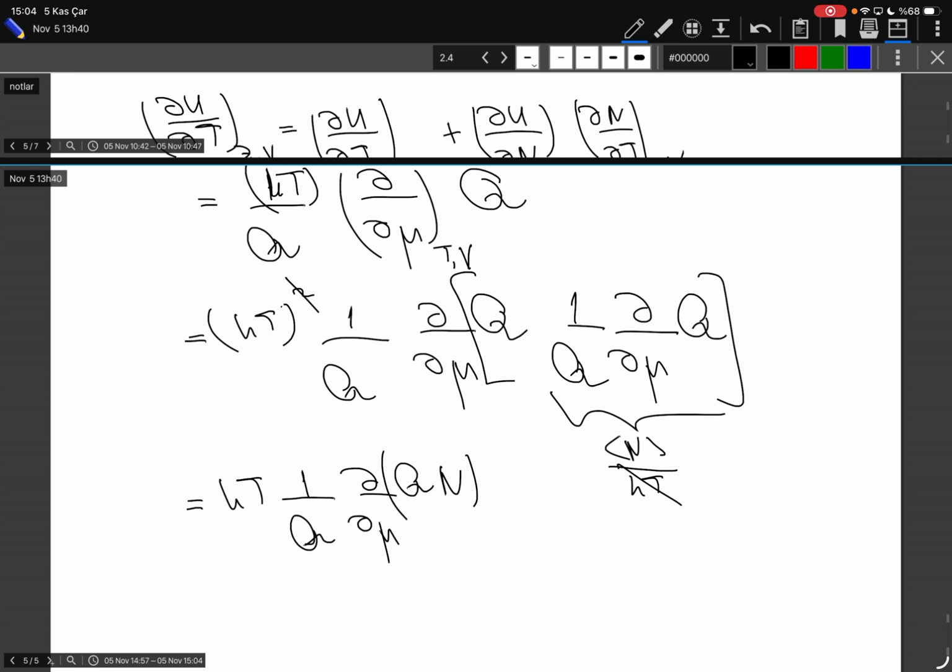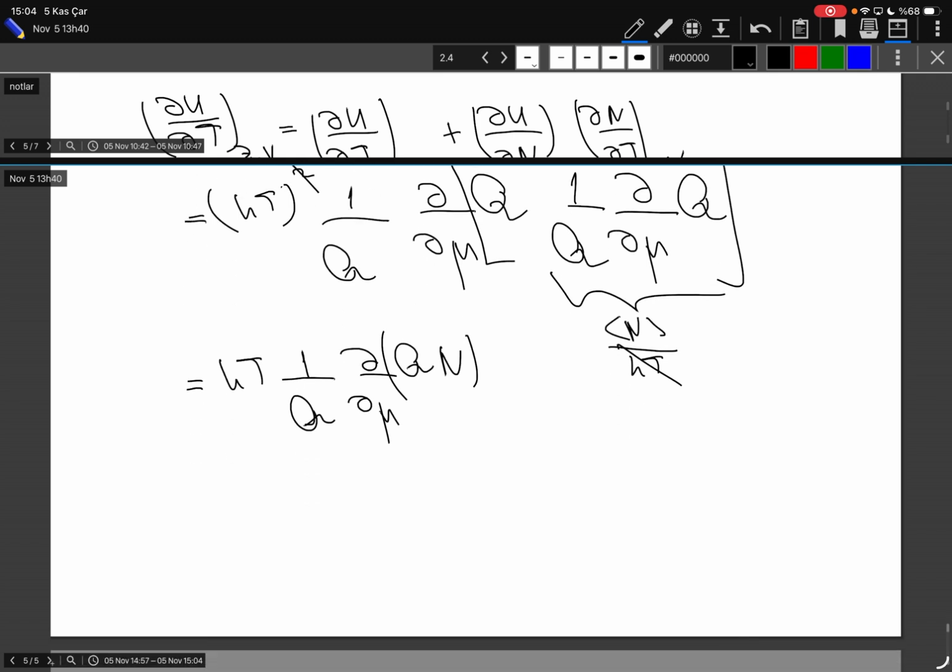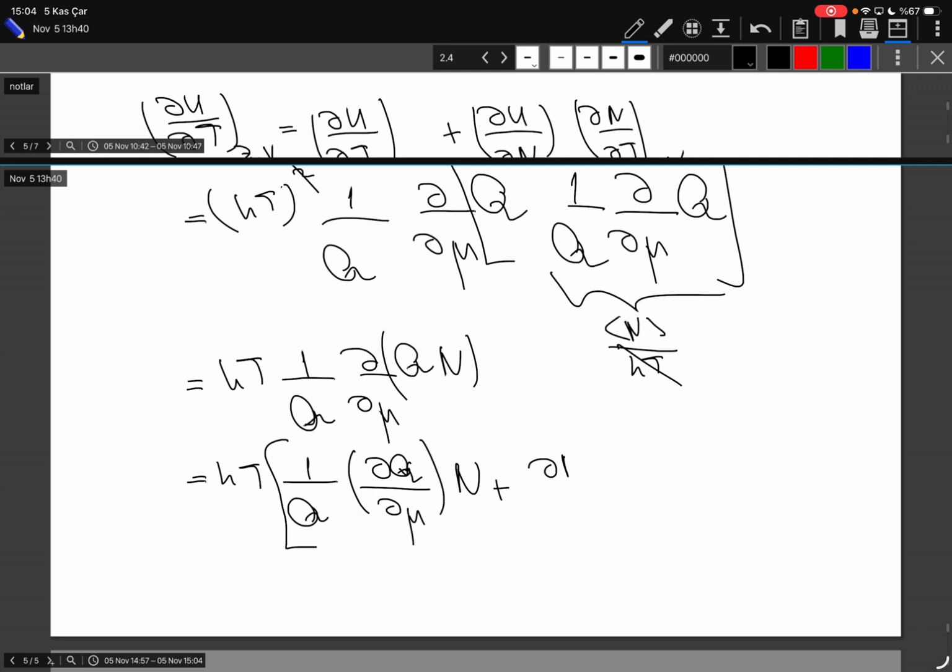Well, here I'm no longer writing the average signs, but keep in mind that whenever I'm talking about n, I'm talking about the average n. Well, now I can take that derivative. It will be kt 1 over q, derivative of q with respect to mu times n, plus derivative of n with respect to mu.